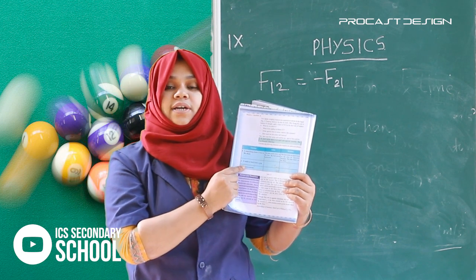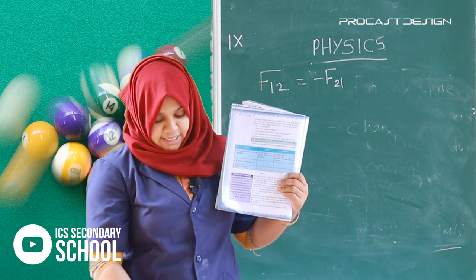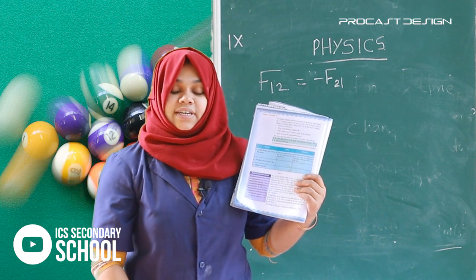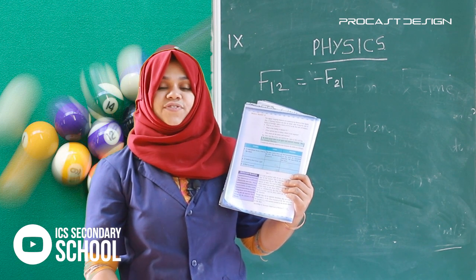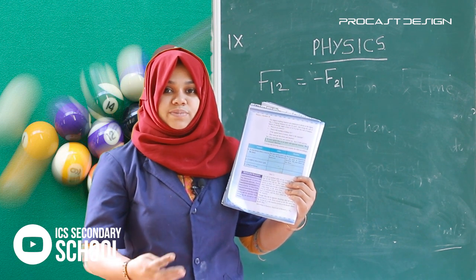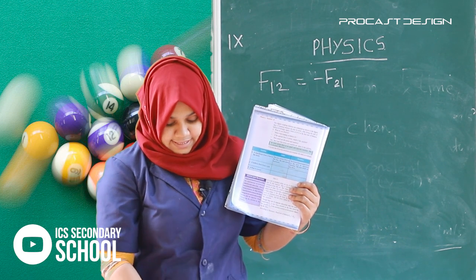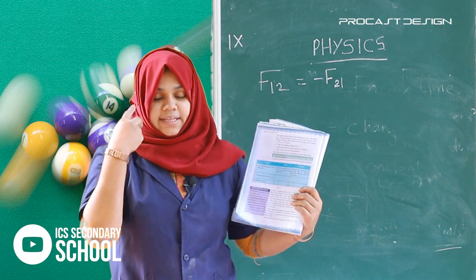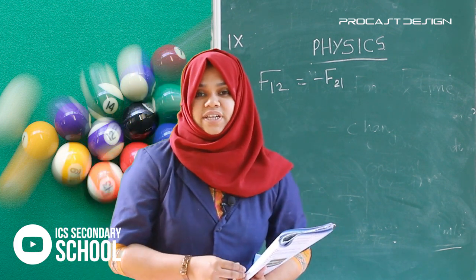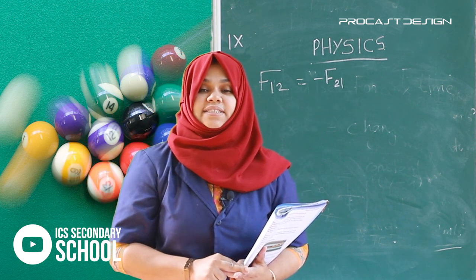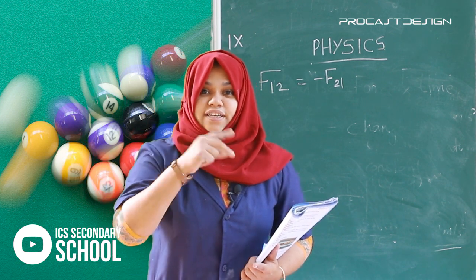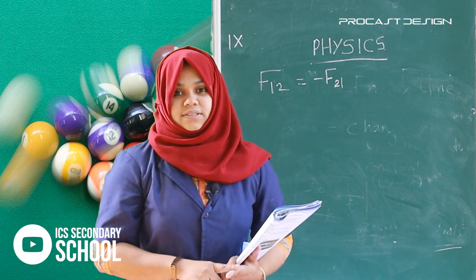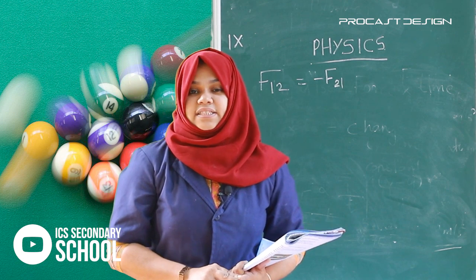Then a boat is rowed. What is the action here? A bullet is fired from a gun. Which object gets the action? Action takes place on the bullet, and reaction takes place on the gun. Like that, in every situation we can see that action and reaction take place on different objects. So they do not cancel each other.